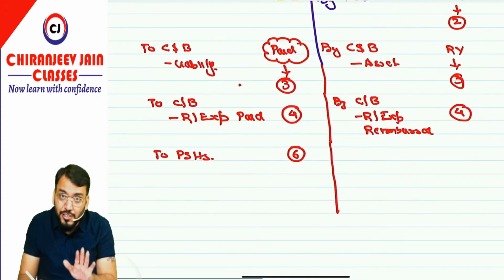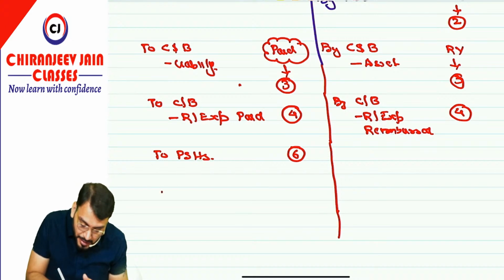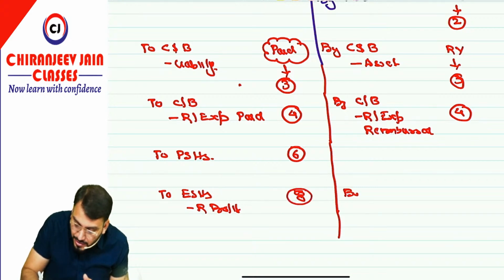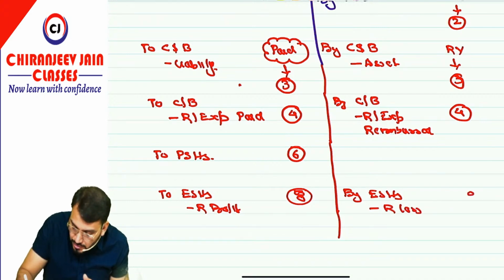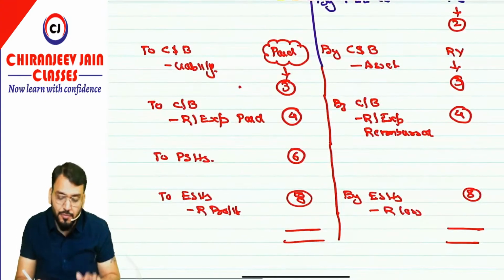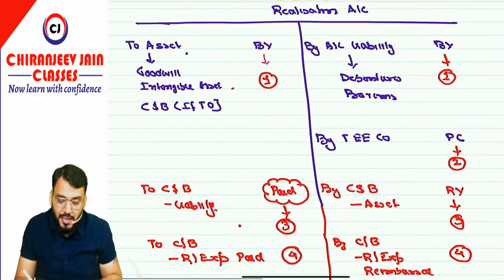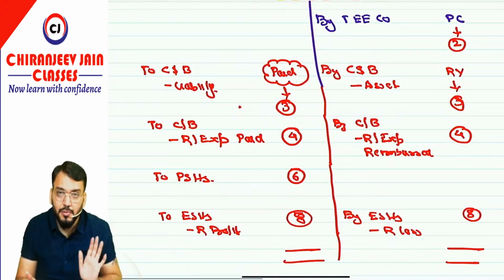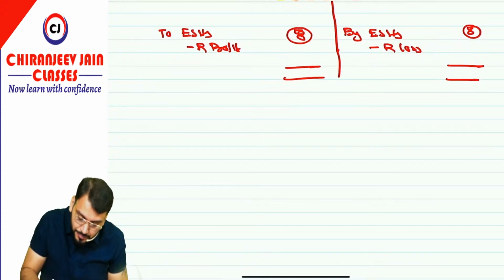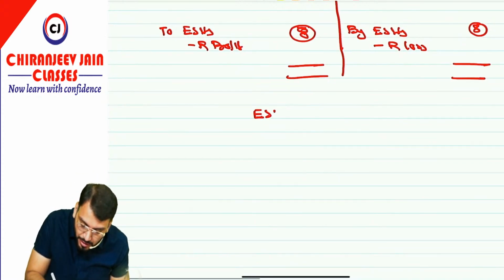Then we close the realization account and the realization profit will be transferred to equity shareholders. This is step number 8. Or if there is a realization loss, that is also transferred to equity shareholders. This account will be closed. Have you understood the realization account? Any question you do, only this will come, nothing more than this. Then we'll prepare one equity shareholders account.